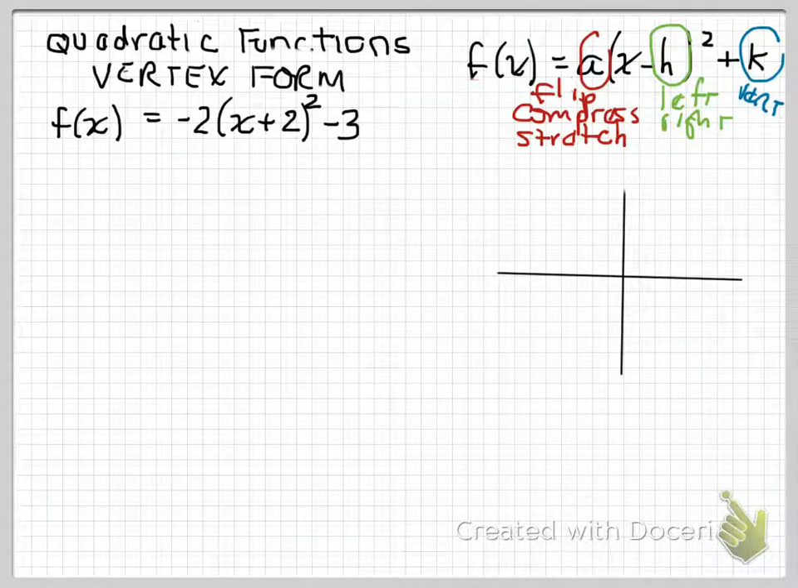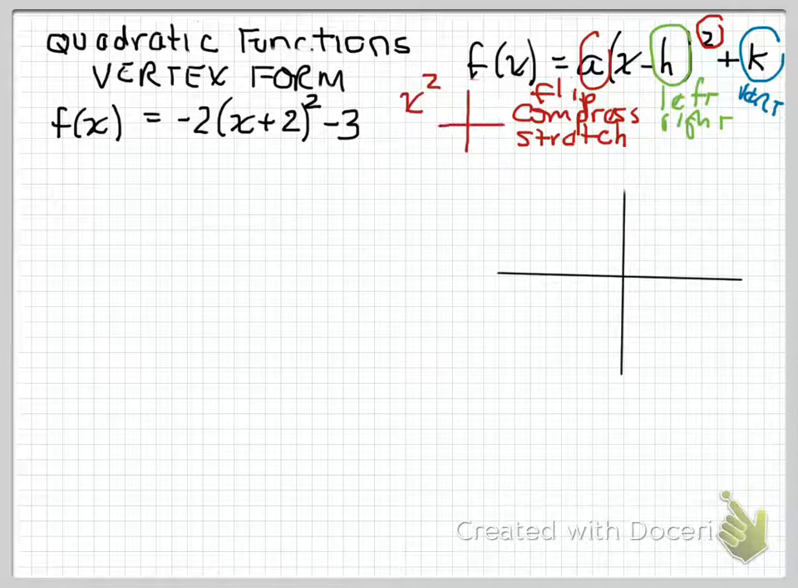And as always, we need to identify our parent graph. We know it's a quadratic function, and we can identify that from our power of 2. So our basic parent graph is going to be our x squared graph, and that is the parabola that's centered around the 0,0. Let's move over and look at our example here, and let's see if we can identify all the transformations and then graph it.